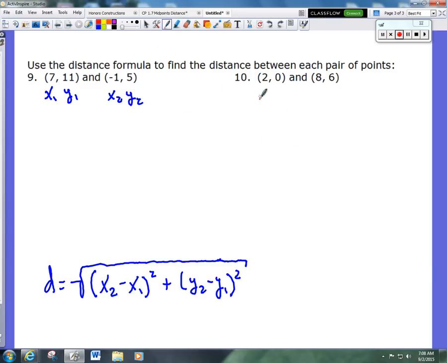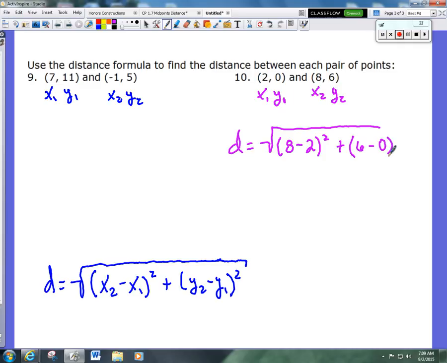Okay, so again, I have x1, y1, and again, I like to label these because they help me keep organized. If I can see that x1 is 2, I can just go ahead and plug 2 in there, and labeling y2 helps keep me organized. So the distance is the square root of x2, which is 8, minus 2 squared, plus y2, which is 6, minus 0 squared.